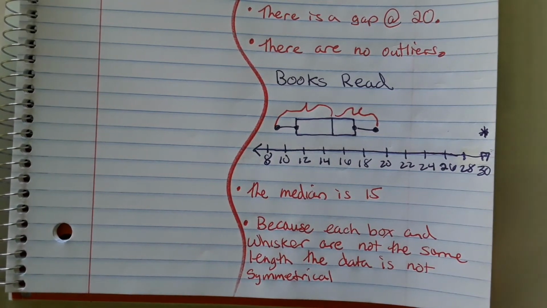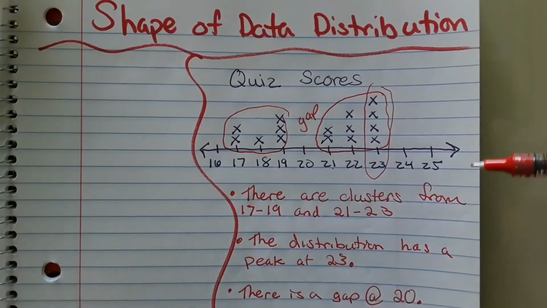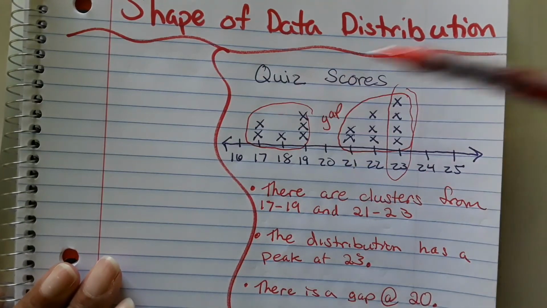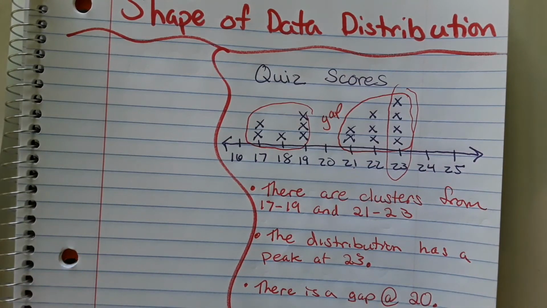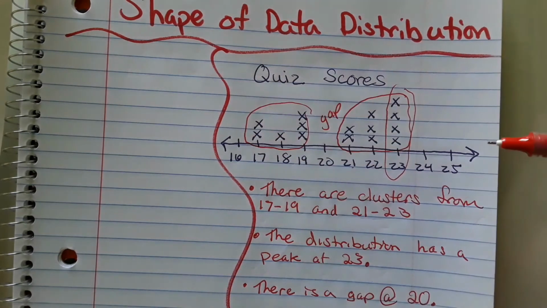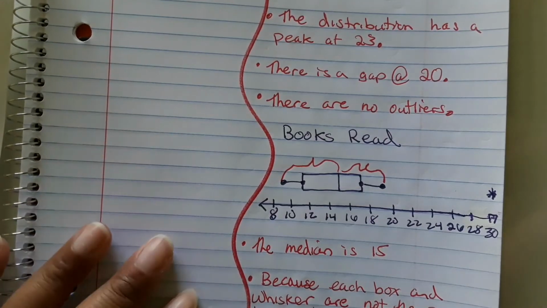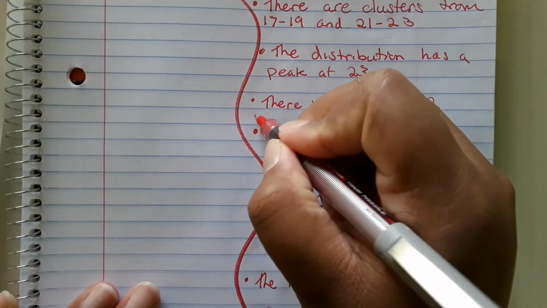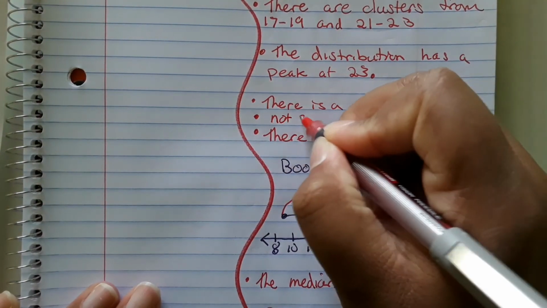And we could have said that about the top as well. Notice if we cut it in half and we laid it over each other, the left side doesn't look like the right side. There's more here than if you had put it here. So it would not be symmetrical. So we could put that in too. Let's put that in. Not symmetrical.